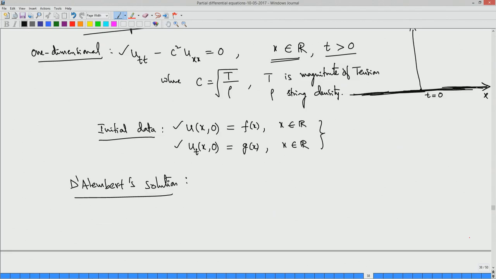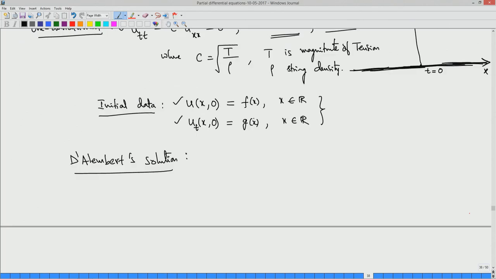So, first you have to find the general solution of this equation and then you apply these boundary conditions, get those arbitrary functions, you just fix it based on the initial data. That is how you get the solution of this problem. So, this is the initial value problem.